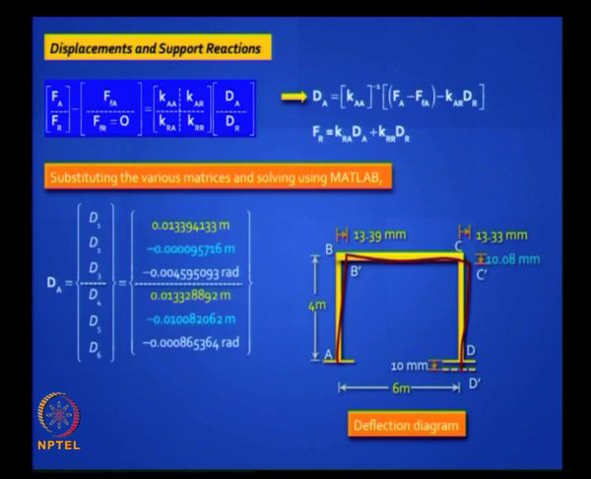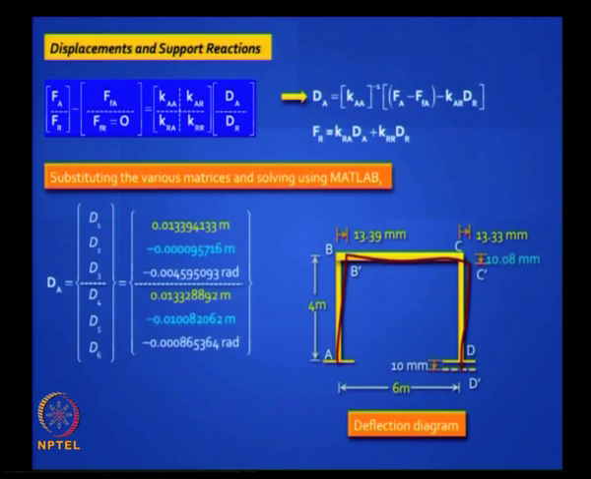Don't just get the numbers and say, give me full marks for what I have done. See what you are doing. Understand the physics behind the problem. It should sway the way you expect it to sway. So that is how the displacement vector should be interpreted in practice.